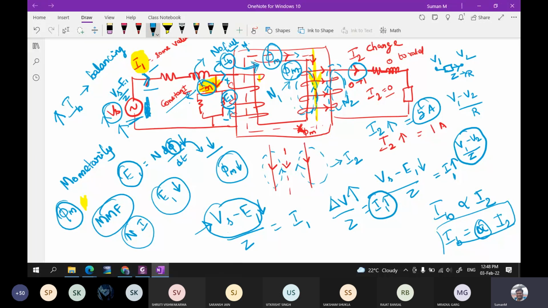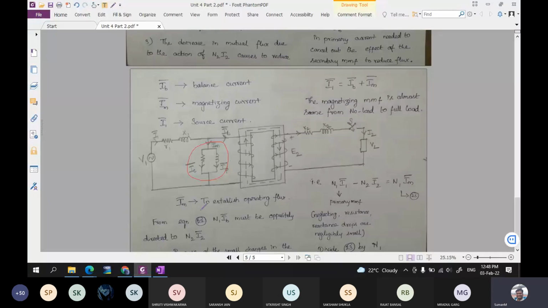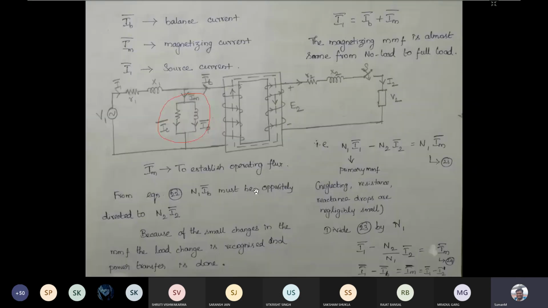Did you understand something? If you understand something, we will go for this mathematical equation, how it is related. If you have any doubt, you can ask.